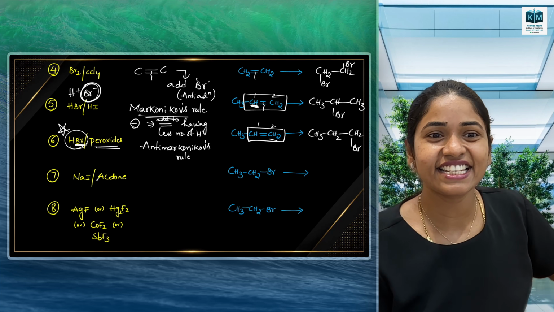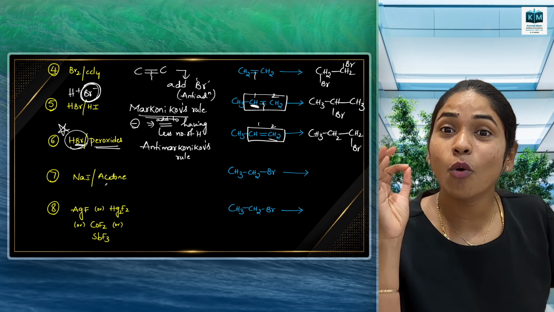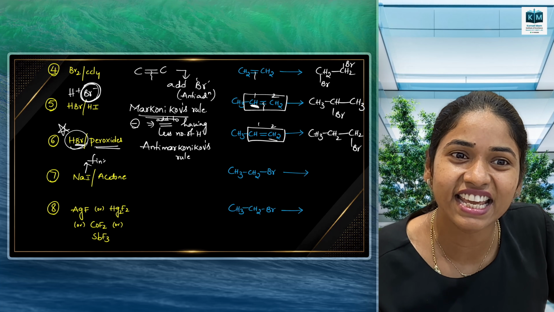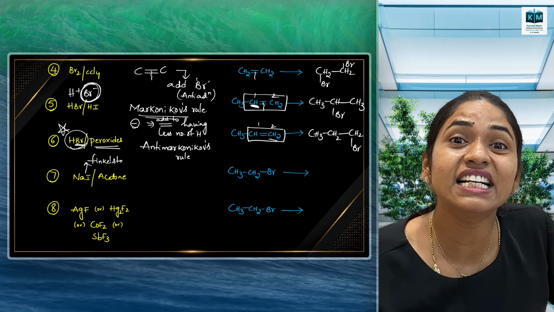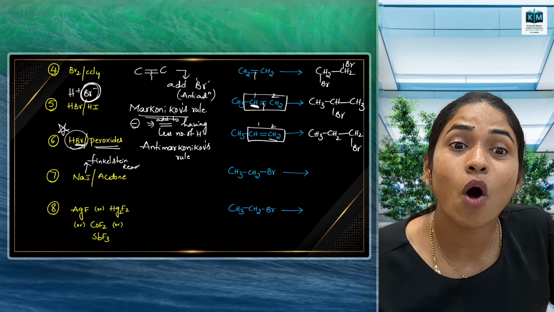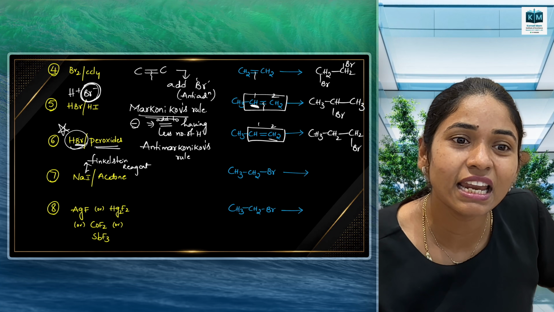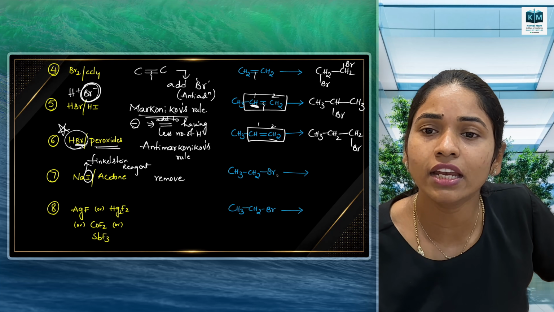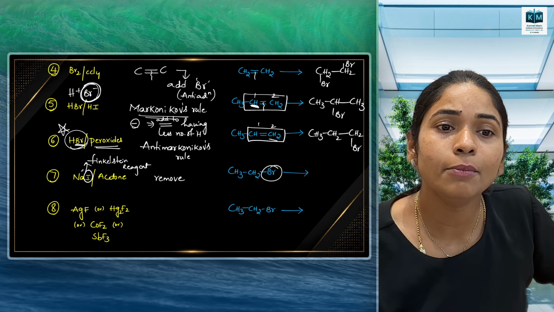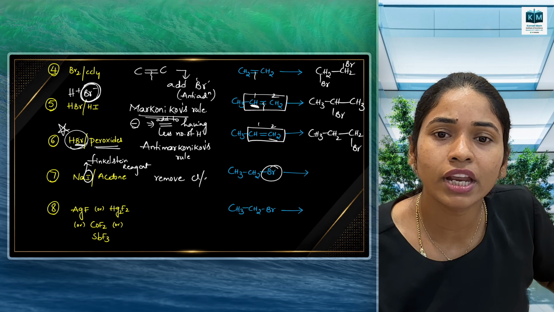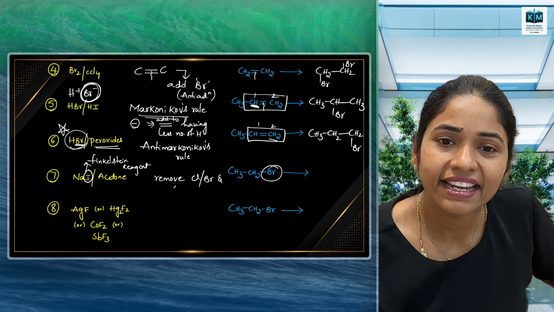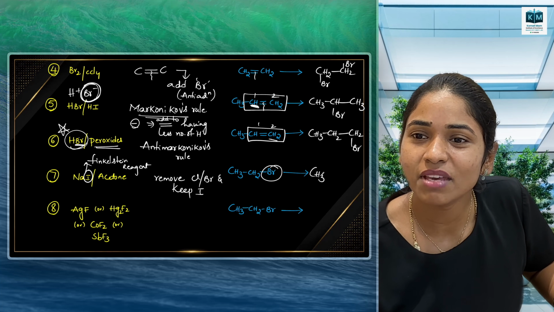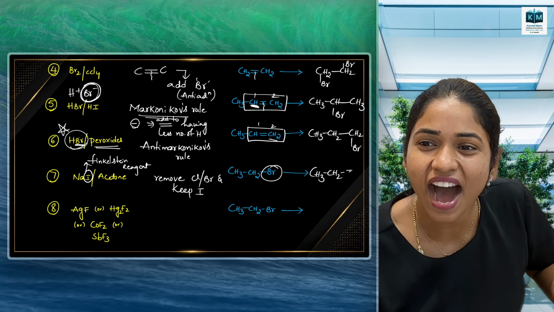Next, 8th reagent, sodium iodide over acetone. It is the Finkelstein reagent. What is the reagent, students? Finkelstein reagent. What this reagent will do is remove the halogen like chlorine or bromine and put iodine. Remove chlorine or bromine and keep iodine there. So what is our product? Can you tell me? CH3, CH2I.